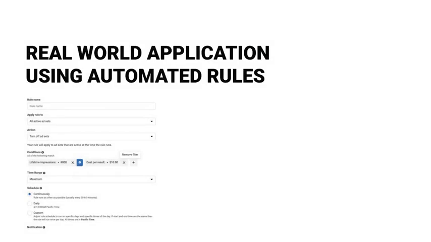So with setting up a custom rule, give the rule a name, apply rules to, you basically click on this, turn off or on ad sets. This is turn off ad sets. Lifetime impressions is more than 8,000. We have enough data.